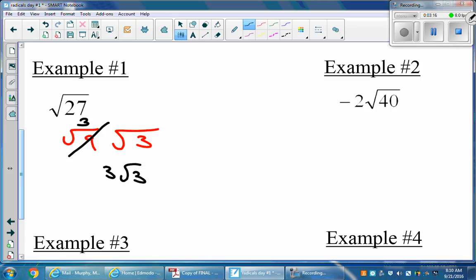Same basic idea in my next example. I'm going to have 2 and then a square root of 40. So I'm going to make 2 empty radicals. If I look at my radicand, which is 40, I'm going to ask myself what's the largest perfect square that goes into 40, and that's going to be 4 multiplied by 10.